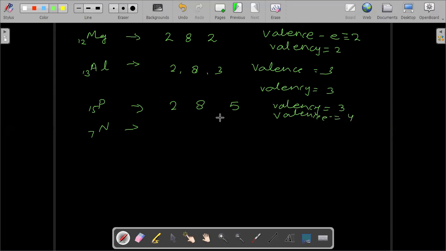So when the valence electron is greater than 4, the atom is in a situation to gain electrons. When the valence electron is less than 4, in that situation the atom loses the electron. It's easy for the atom to lose the electron. Got it?